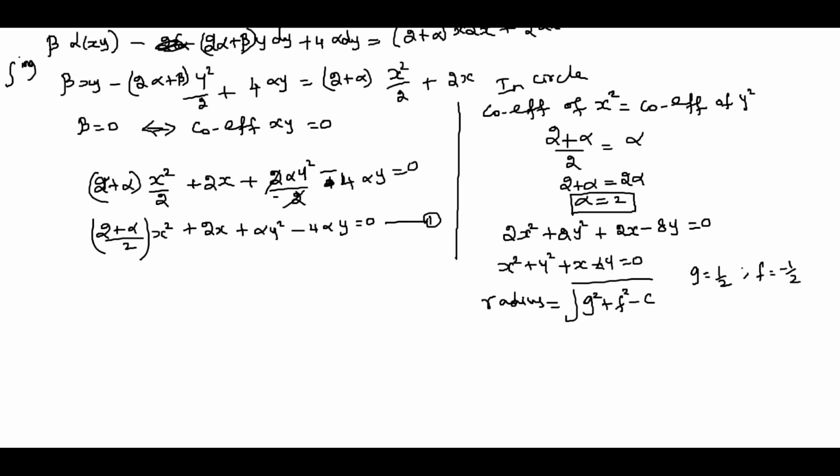Sorry, here I made a mistake. 2f equal to minus 4, f equal to minus 2. So square root of g square means 1 by 4 plus 4, and there is no constant term, so c equal to 0. So root 17 by 4, if you take a root in the denominator, you get 2. So r equal to root 17 by 2.